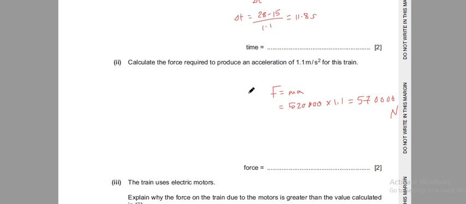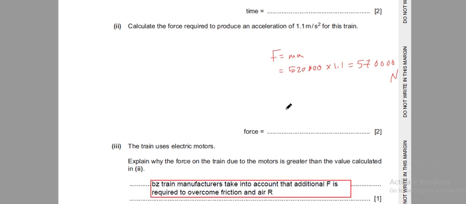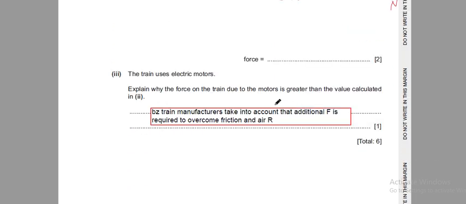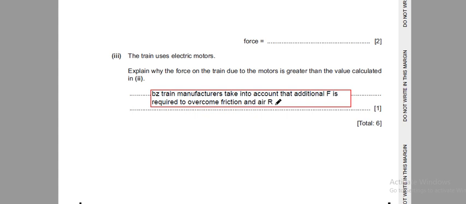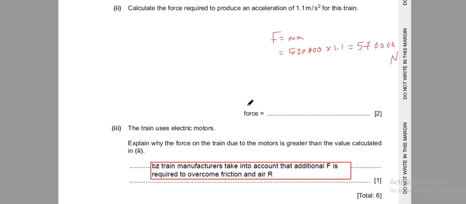Calculate the force required to produce this acceleration. We know that force equals mass times acceleration, so we substitute and find the answer. The train uses electric motors. Explain why the force on the train due to the motors is greater than the value calculated. This is because train manufacturers take into account that additional force is required to overcome friction and resistance.